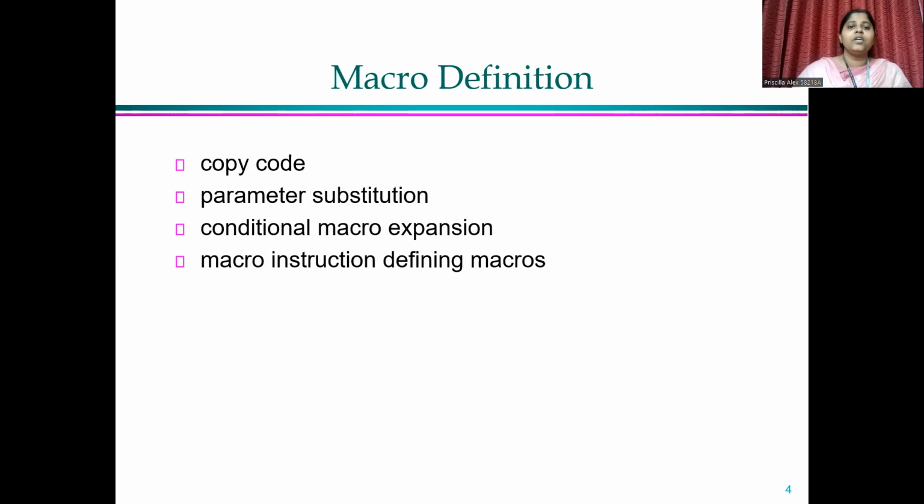So we need to have the macro definition. At first we define the macro with the help of the hash define function. Afterwards, we need to include some parameters. For parameter substitution, we use the ampersand symbol to represent the parameters. Afterwards, we have the expansion.